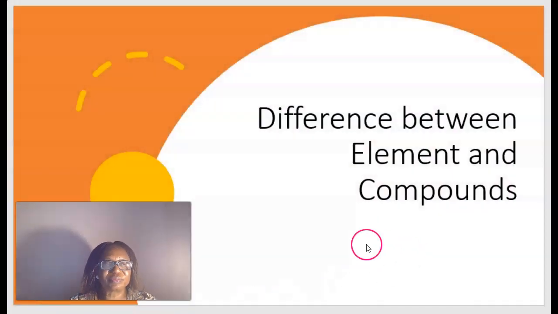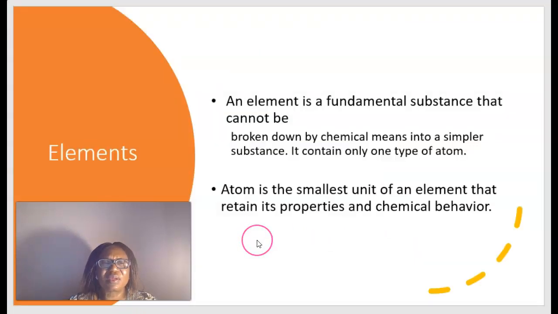In this video, we are going to study the difference between elements and compounds. An element is a fundamental substance that cannot be broken down by chemical means into a simpler substance. It contains only one type of atom.